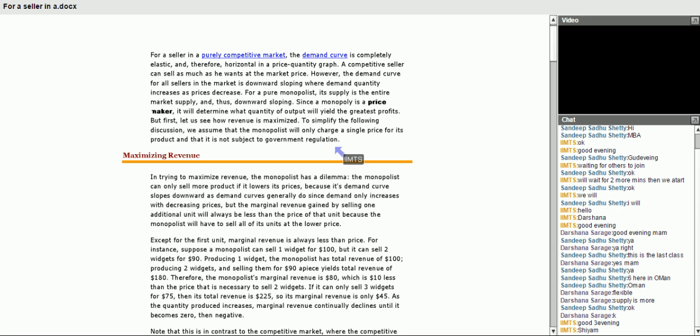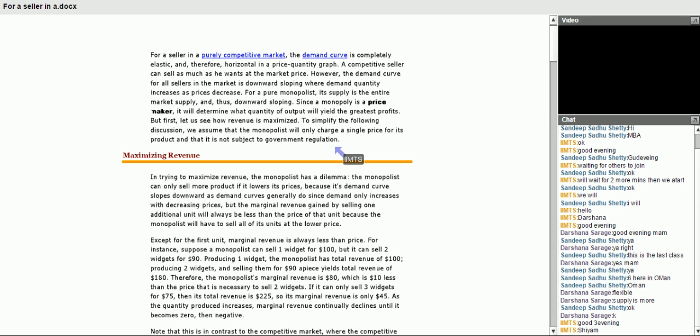For instance, suppose a monopolist can sell one widget for $100, but it can sell two widgets for $90 each. If he is selling at $100, he is able to sell one only. But for 90, he can sell two. So that makes the total 180. Producing one widget, the monopolist has revenue of 100. Producing two widgets and selling them for 90 apiece yields total revenue of 180. Therefore, the monopolist's marginal revenue is 80. Like 1 unit for 100 and 2 units for 180. So by selling one extra unit, he is getting $80 extra.